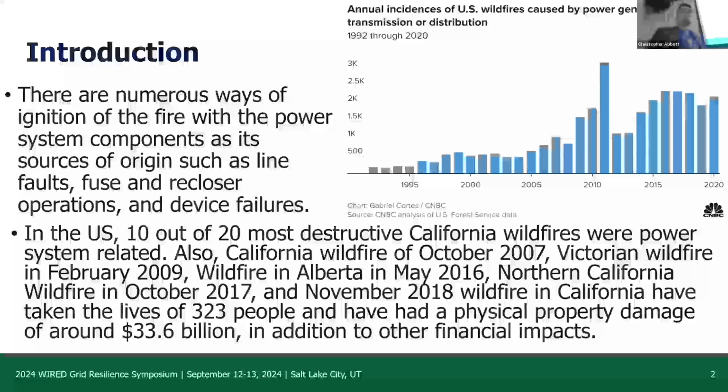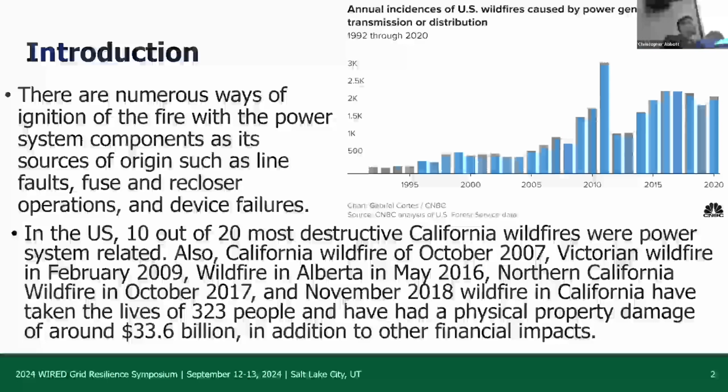Around 15% of wildfire events are caused by utilities, electric power utilities. But those wildfire events incur a lot of penalties for electric power utilities, and it's very important for them to avoid that. You can see on that graph that, starting from 1995, these incidents started and have been increasing over the past 25 years. And in the US, 10 of the most destructive California wildfires were actually caused by an issue in the electric power utility.